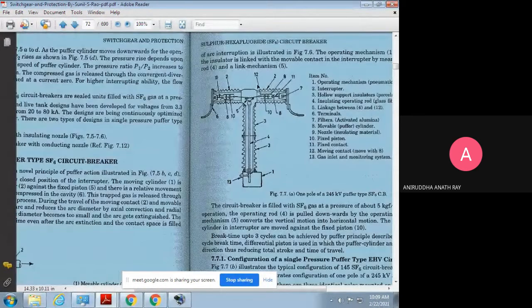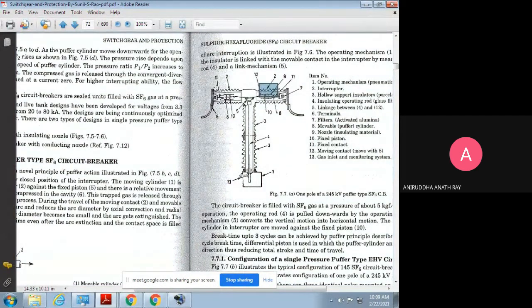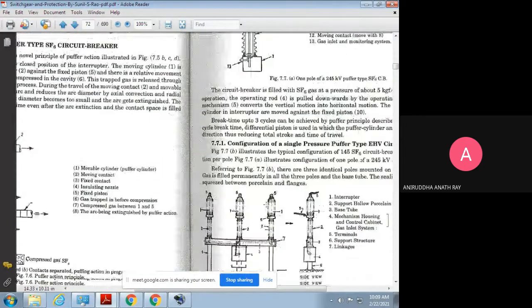This one and this one, these two devices are the interrupters, and component number three, this one, is the hollow support insulator.